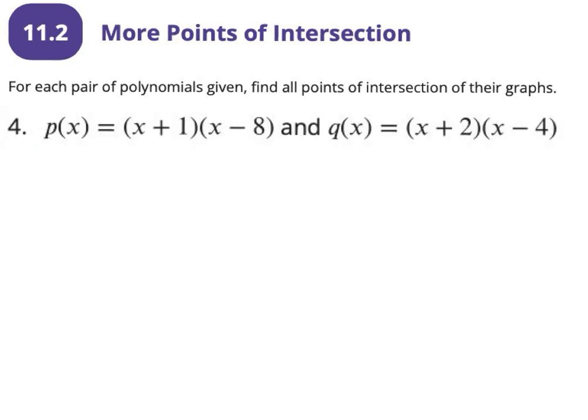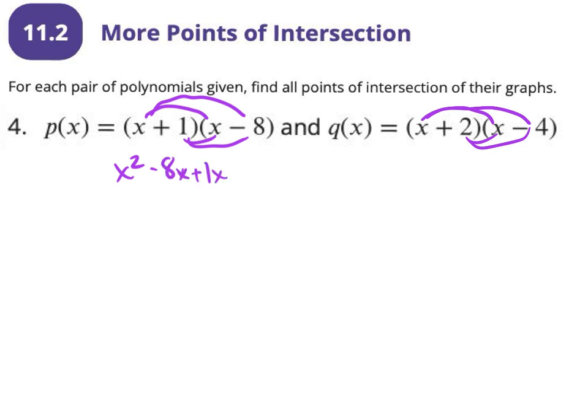Okay, now let's look at this polynomial here. So again, when you multiply polynomials, draw your distribution arrows to make sure you remember to distribute. It just builds a good habit. X times x is x squared. X times negative 8 is negative 8x. 1 times x is plus 1x. 1 times negative 8 is negative 8. Set that equal to x squared minus 4x plus 2x minus 8.